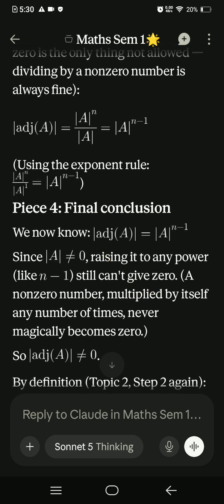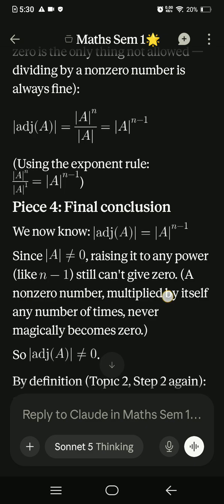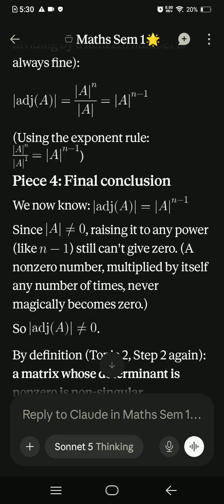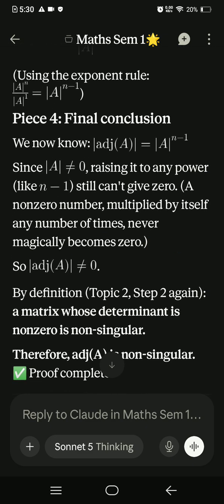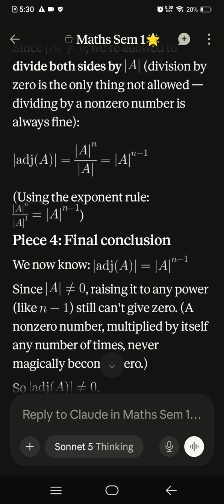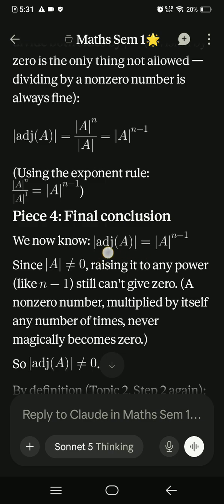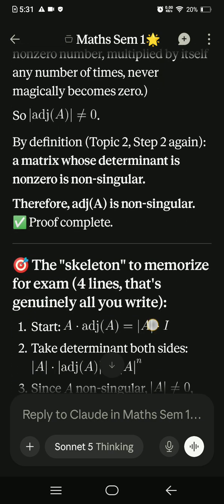Since this is not equal to 0, raising it to any power like n minus 1 still can't give 0. A non-zero number multiplied by itself any number of times never magically becomes 0. So that's why this is not equal to 0. So the determinant of the adjoint is also not equal to 0, which means the adjoint is non-singular. And that's it.